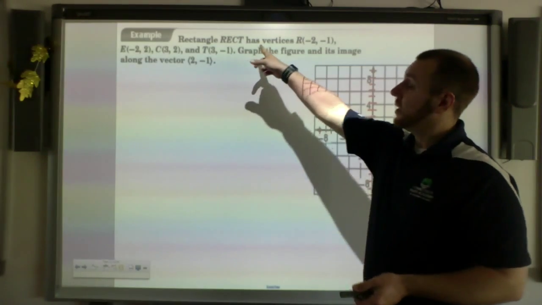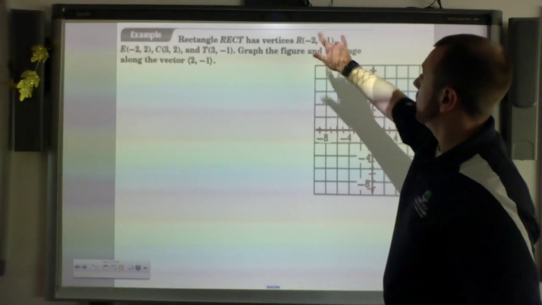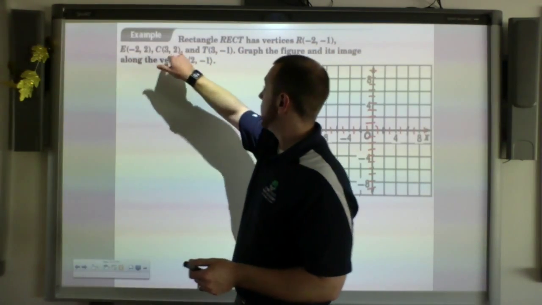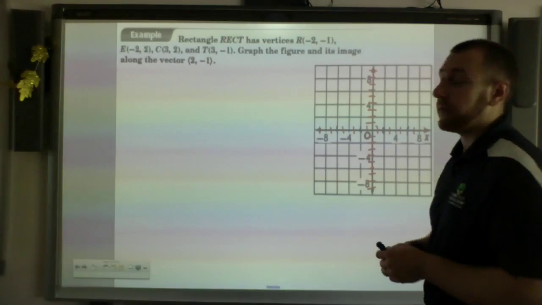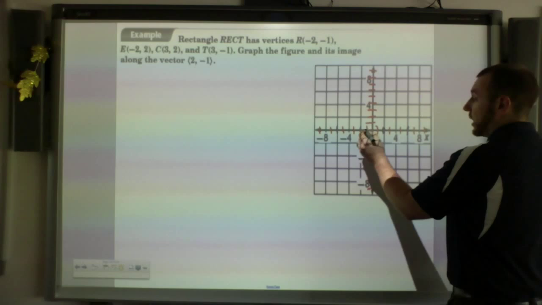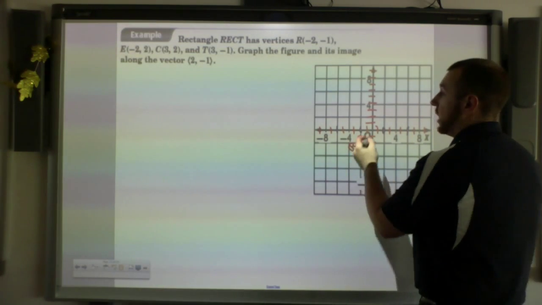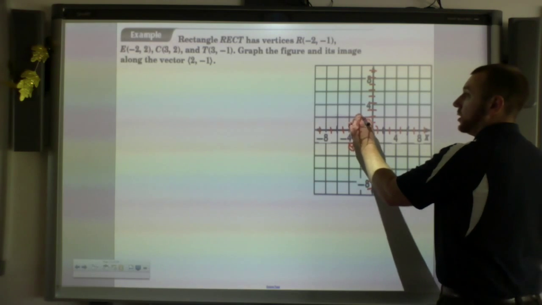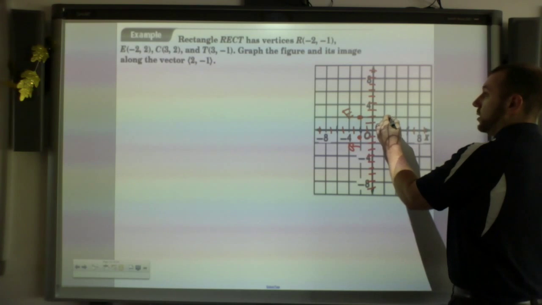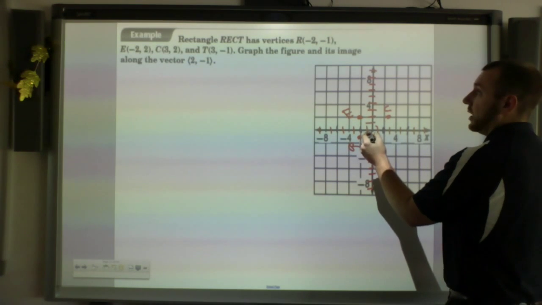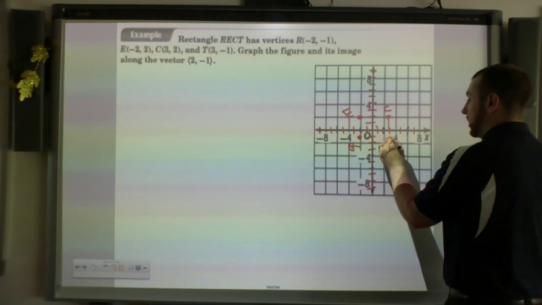So first thing I need to recognize is I need to graph the original one. So you notice that these are all parentheses. So those are all points. So I'm going to graph those points. I'm going to graph those in orange. So negative 2, negative 1, that's my R. Negative 2, 2, that's my E. 3, 2, that's my C. And 3, negative 1, that is my T. This is my original figure.